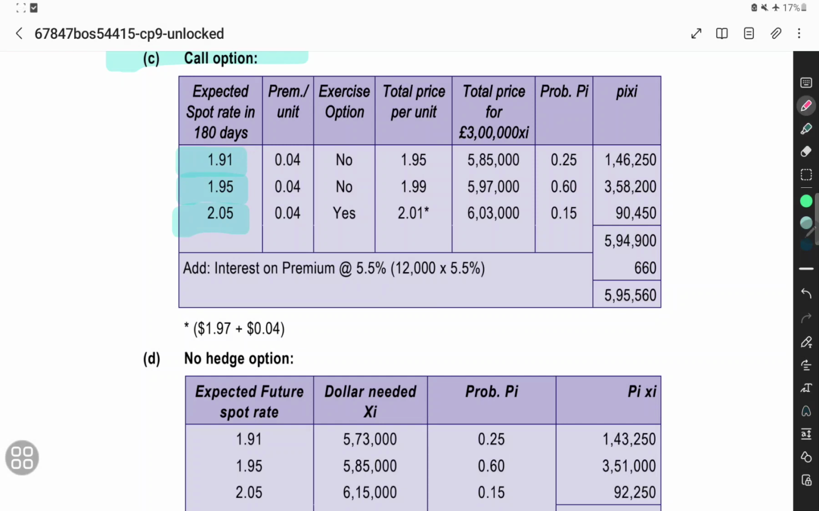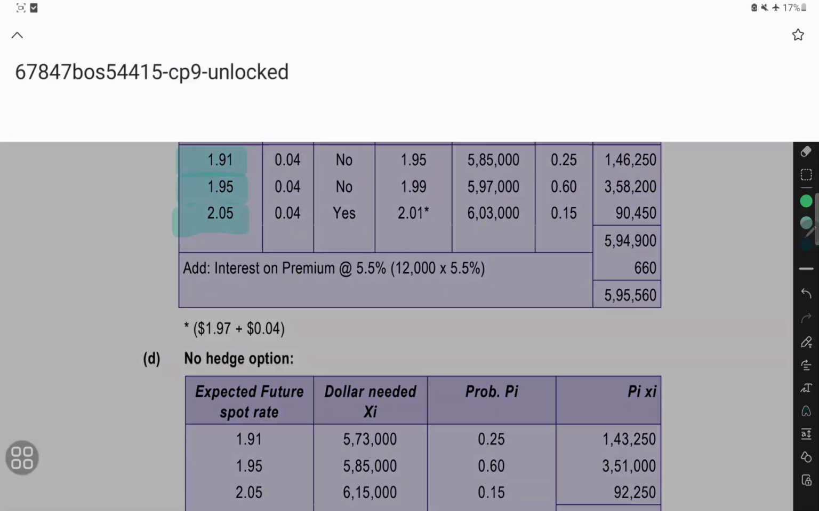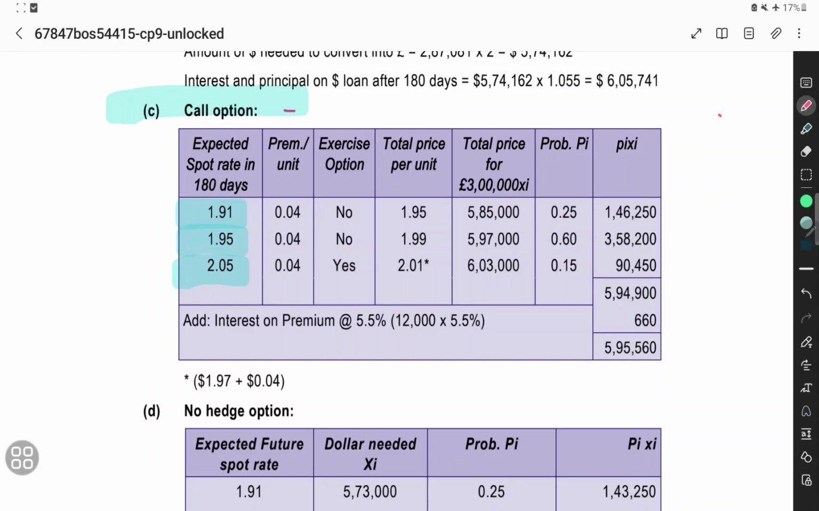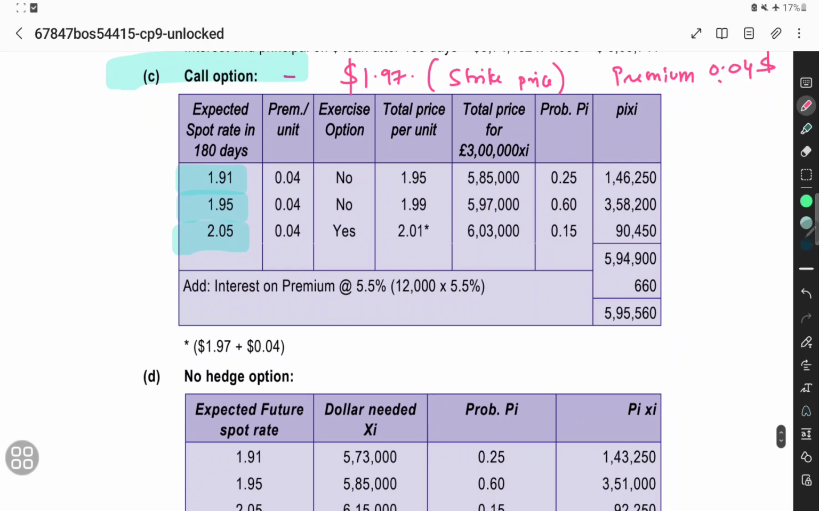Now the exercise price, I'll just write, call option exercise price was $1.97, right? This was the strike price. And the premium was $0.04. All these things are in dollars. Okay, so we've established this. So the expected spots we've seen are 1.91, 1.95 and 2.05.